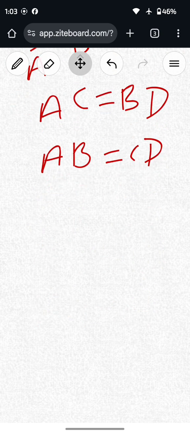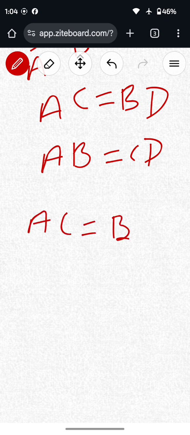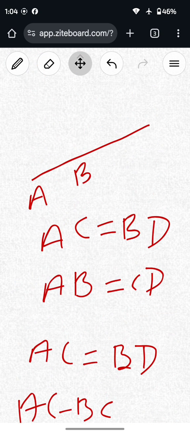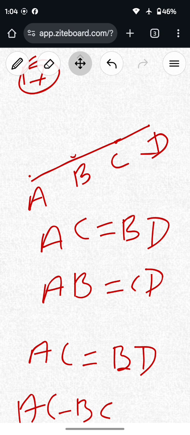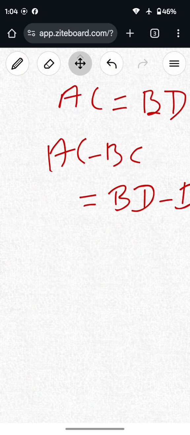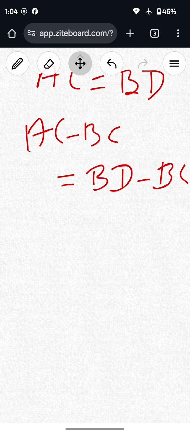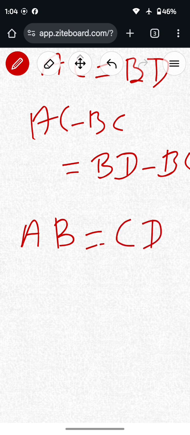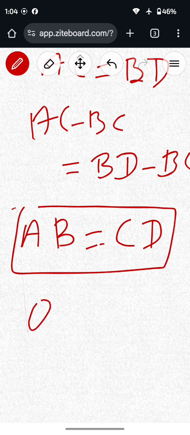So the solution is as follows. It is given that AC equal to BD. So we can subtract BC from both sides as AC minus BC and BD minus BC. So as you can see that AC minus BC is AB. So in LHS it will become AB, and in RHS it will become CD. So this is hence proved.